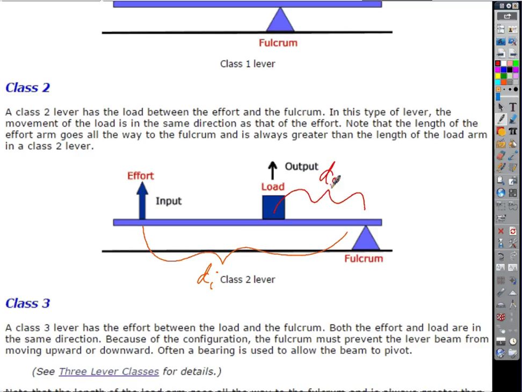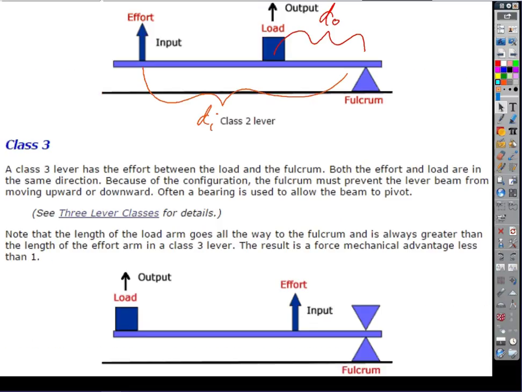Which one's bigger? The input arm is bigger, right? The input arm will always be bigger on a second-class lever because that's what a second-class lever is. The load is in the middle, right? So you're always going to get a mechanical advantage bigger than one with the second class lever. Okay? Then last example would be a third class lever.